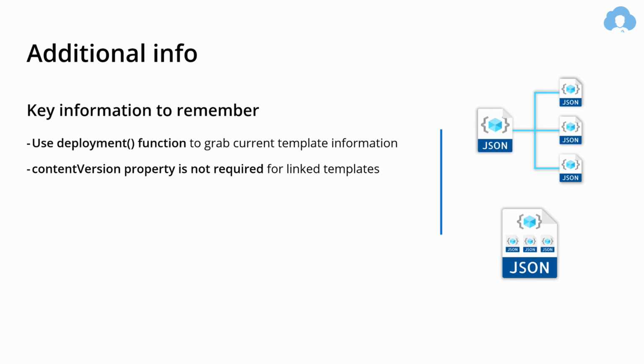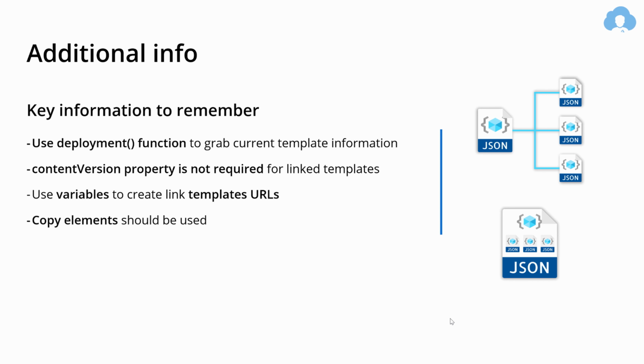Additionally, content version, as I said previously, is not required for link templates. Additionally, if you're creating those template URLs that we did right now, using concatenation, grabbing the SAS tokens, etc., it's a good practice to do that in variables section. It's just a good practice and very popular approach that you're gonna find in documentation and GitHub pages when you're gonna be referencing other ARM templates.